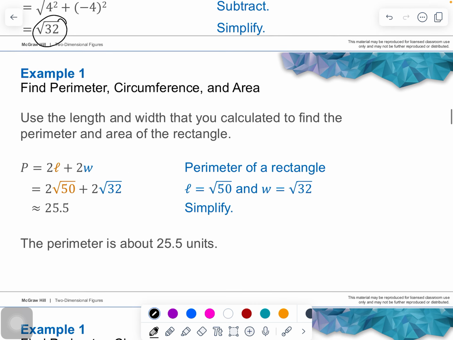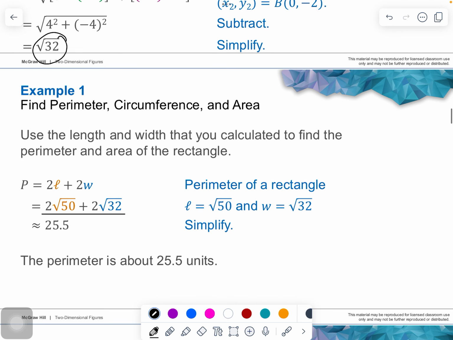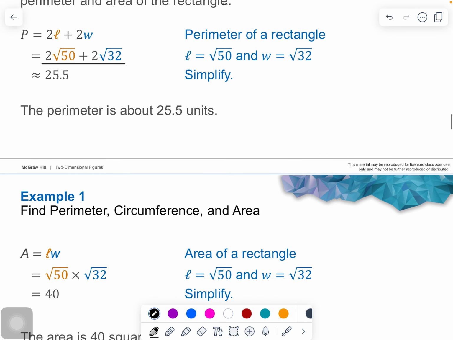Now they want to find the perimeter. So the equation is 2 times the length plus 2 times the width. So they put that into this equation right here. Now at this point, they just put it in the calculator because this is our final answer. So now it's okay to start approximating. Instead of rounding and rounding and rounding, because if they would have done square root of 50 and rounded that and then added it, they would have been rounding multiple times. This time they're only rounding once. So they came up with 25.5. The perimeter is about 25.5 units.